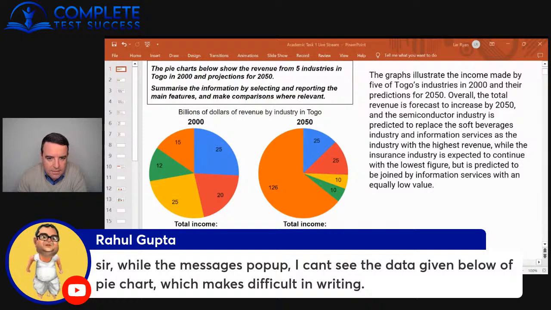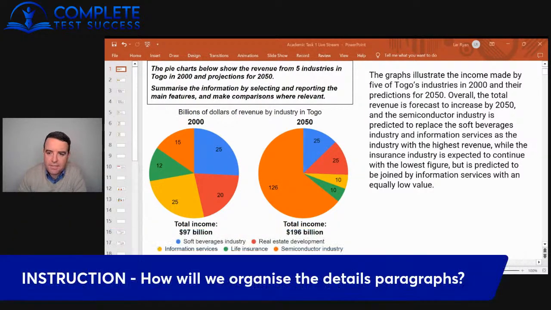Sir, while the messages pop, I can't see the data given below the pie chart, which makes it difficult. Yeah, I know this has always been an issue with doing Task 1, Raoul, and I do get students complaining about it. But getting everything on screen at the same time has always been a challenge. So what you can do is, like I said earlier, pause the video so that you'll be able to see everything. And then when you're finished writing your overview, you can just press play and catch up with whatever else is going on in the lesson.